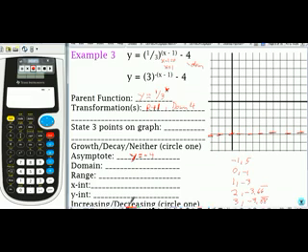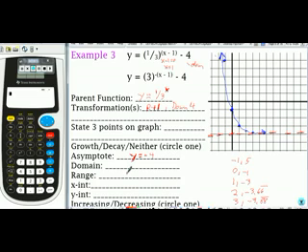Plot your points. -1, 5. Go over -1. 1, 2, 3, 4, 5. 0, -1. 1, -3. 2, -3.6, and 3, -3.88. Draw a smooth curve best you can through your points, approaching your asymptote, but you're not touching it. Going back the other way, you're going to continue going all the way up to infinity.